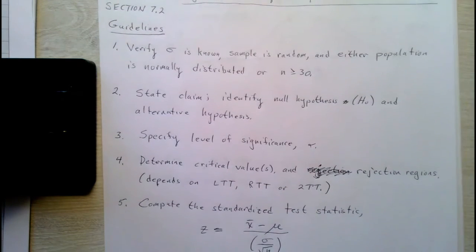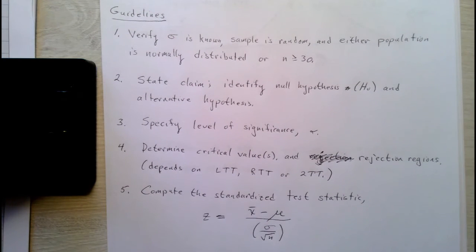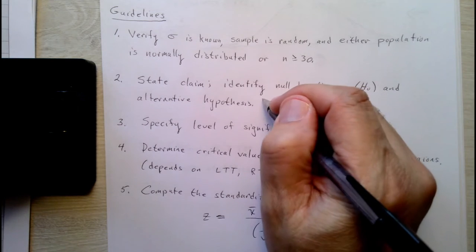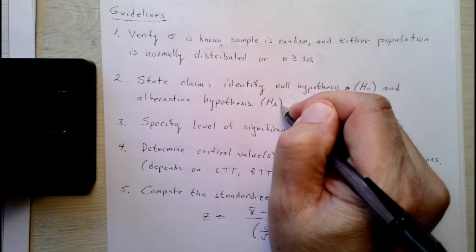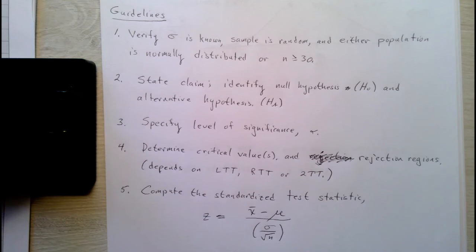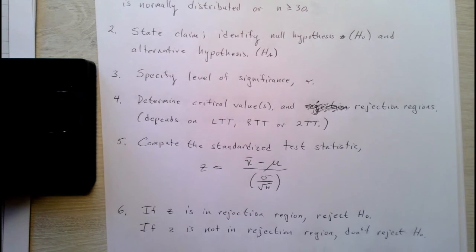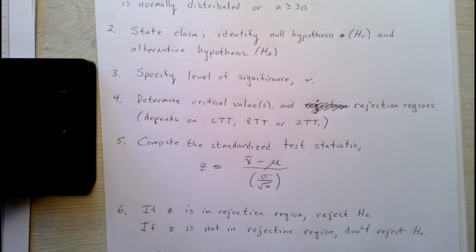Next, we state the claim, and that includes identifying the null hypothesis and the alternative hypothesis, which again is denoted by HA. We specify the level of significance, alpha, that's going to be given. Then we determine the critical value and the rejection regions, and of course that depends on whether we're going to use the left-tailed test, the right-tailed test, or the two-tailed test. And of course that depends on what the null hypothesis is.